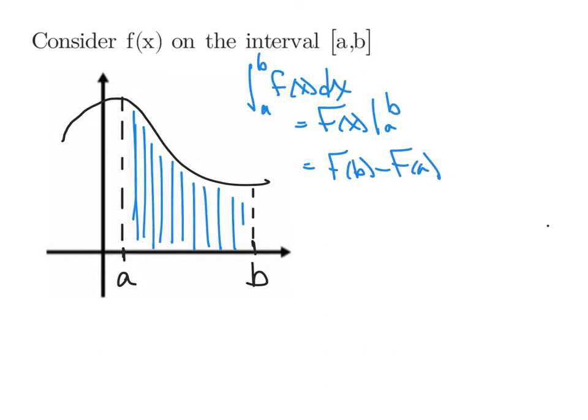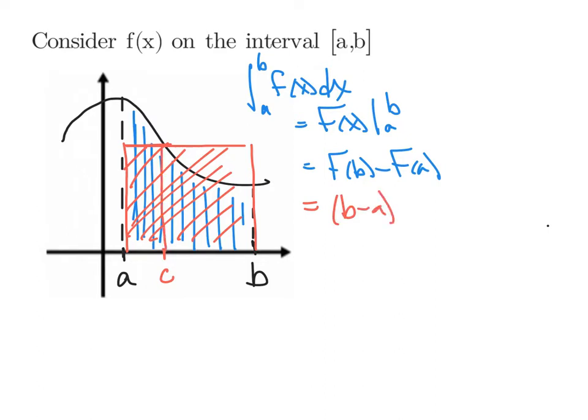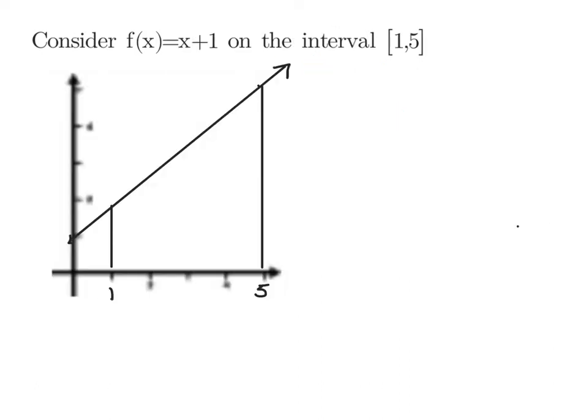But what the mean value theorem says is that there's some point on the interval from a to b, we'll call it c, where that exact same area can be represented like this, where the base of that rectangle is b minus a, and the height of that rectangle is just the functional value at c. So let's consider the line f of x equals x plus 1 on the interval from 1 to 5. Let's find that c that the mean value theorem is talking about.